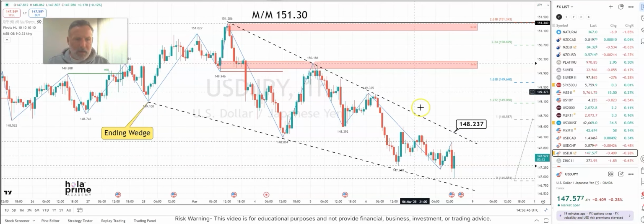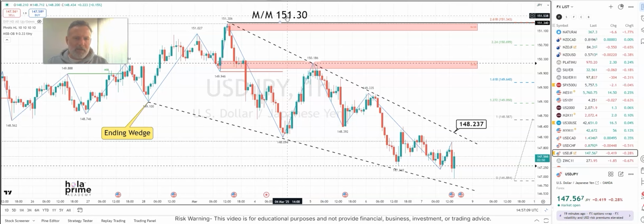Here we can see that we've made a lower low. Buyers are returning. Okay, this is a large ending wedge pattern on a break of the trend of lower highs, which is here, currently located around about 148.23. The measured move target is all the way up here at 151.30.